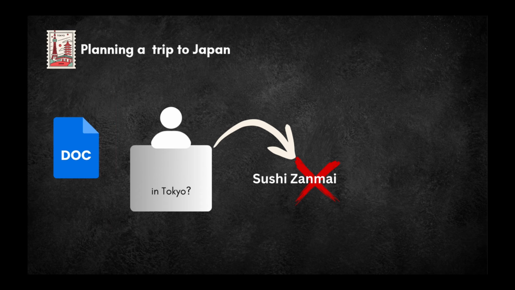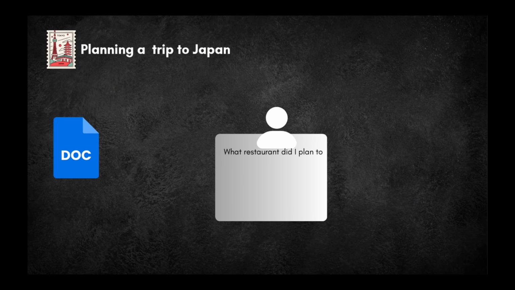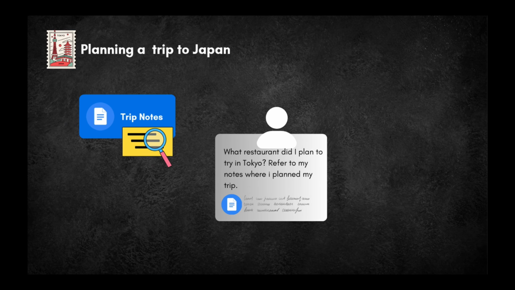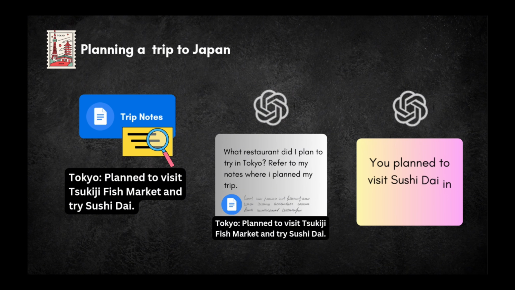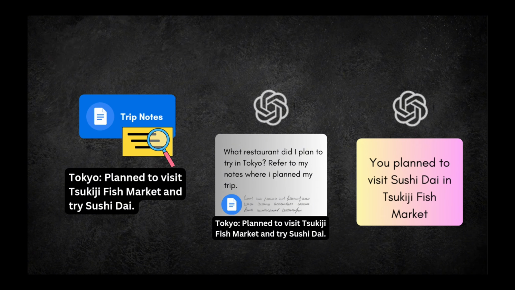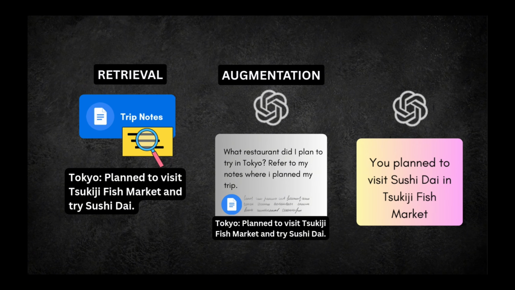Now imagine you didn't just ask a question. You also gave ChatGPT your trip notes and told it to refer to them while generating the response. This time, ChatGPT searches through your notes, finds the most relevant information, adds that context to your question, and then generates an accurate response with the exact details of the restaurant you actually planned to visit in Tokyo. This is the very basic idea behind RAG, Retrieval Augmented Generation.